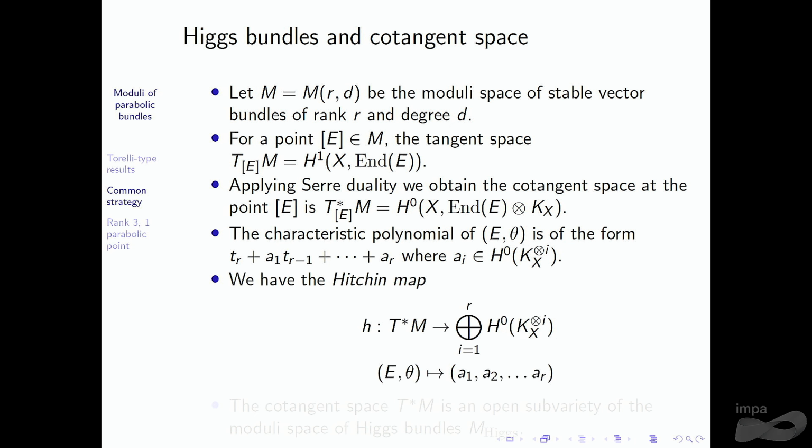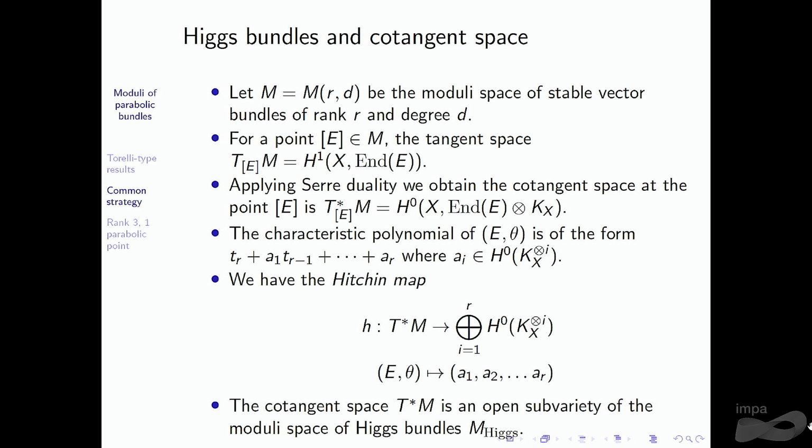And what I can do is have a map called the Hitchin map going from the cotangent space to this sum of these sections, which basically just takes (E, theta). I have already explained how I got this theta here. What I do is look at the characteristic polynomial of theta, and I look at its coefficients, and I get this. Now, the cotangent space is an open subvariety of the moduli space of Higgs bundles.